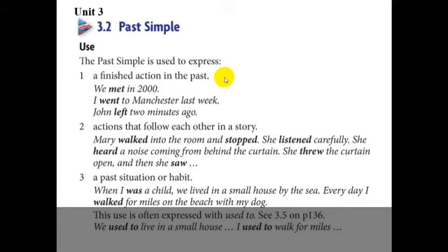As for the uses of the past simple, they are used to express, first, a finished action in the past, like we met in 2000. Second, actions that follow each other in a story. For instance, Mary walked into the room and stopped. She listened carefully. She heard a noise coming from behind the curtain. She threw the curtain open and then she saw. So this is what we call chronological order.